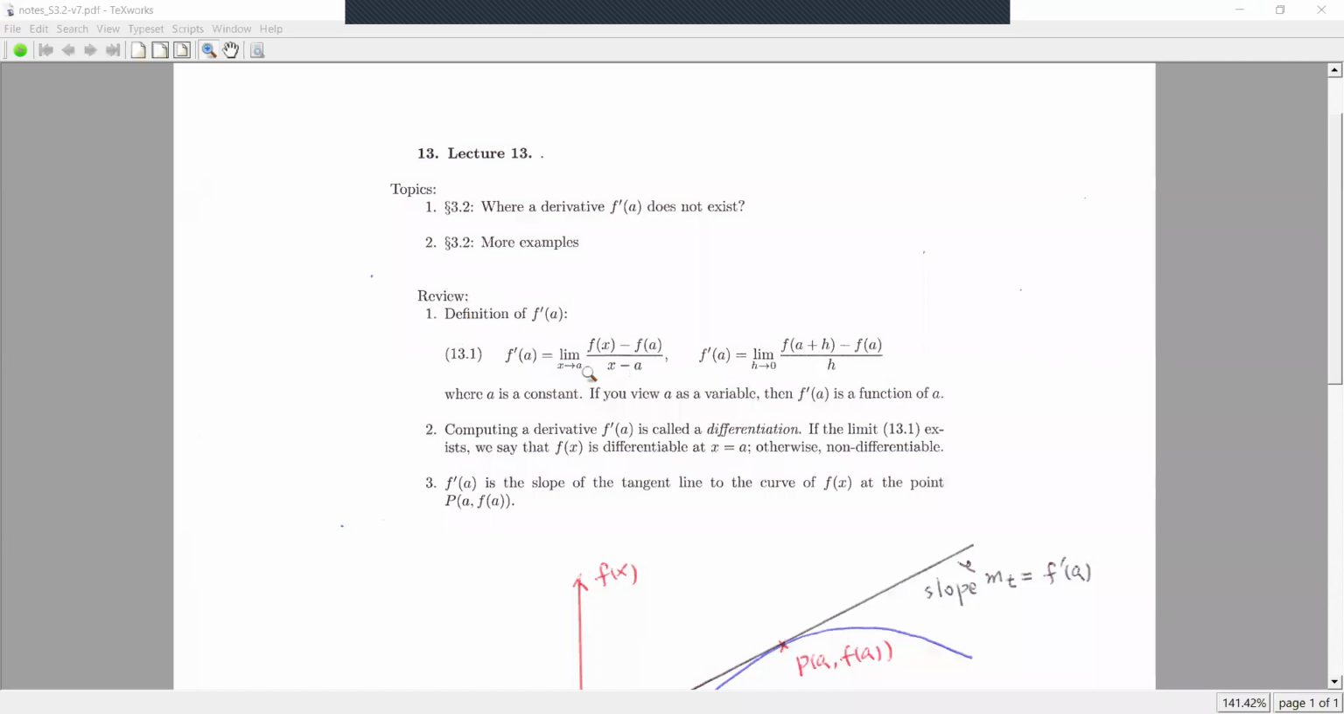Review number 1. These two formulas are called the definition of the derivative at a point A. The definition says that derivative is a limit. In these two formulas, the point A is a constant. If you view A as a variable, then derivative is a function of A. When something depends on a variable, we call that thing a function of that variable.